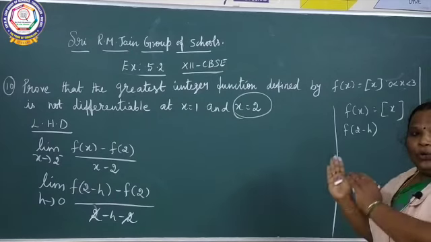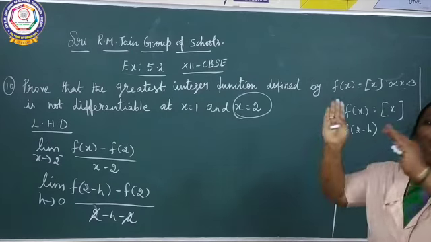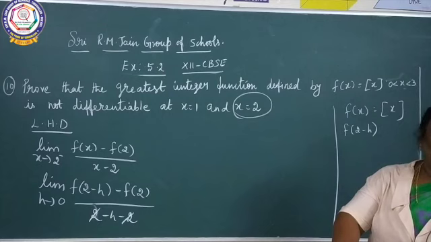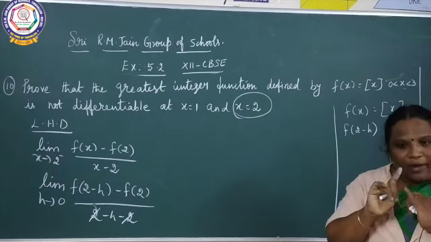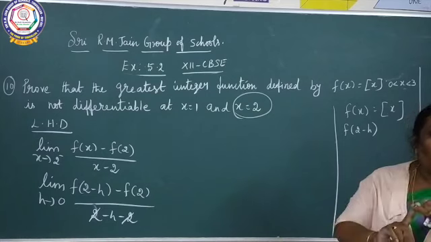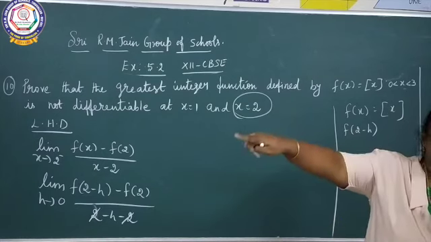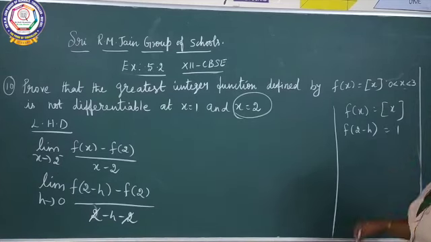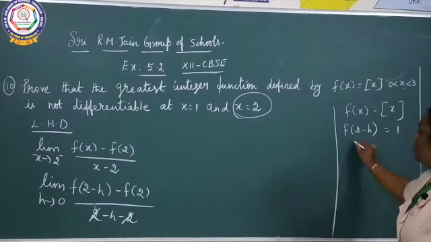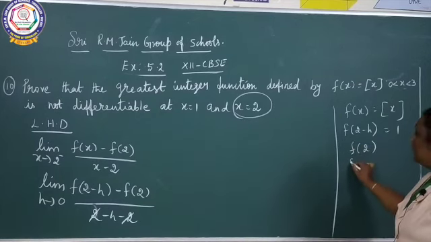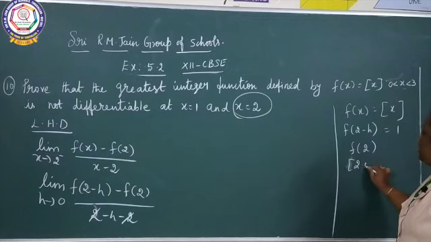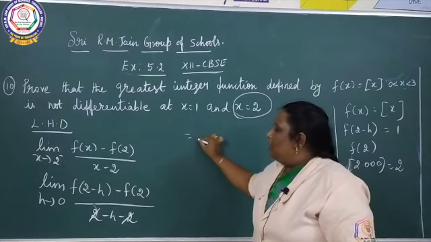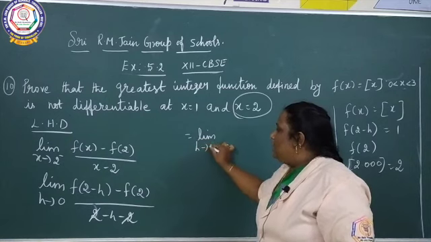2 minus means 2 is approaching from the side of 1. 2 plus means 3 is approaching to 2, so you are getting the value 2. If it is 2 minus, that is nearing the value of 1, so you are getting the value 1. So f of 2 minus h is 1. And f of 2 is nothing but 2. Are you clear?